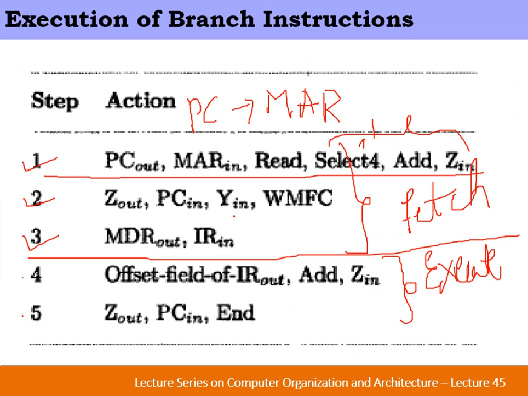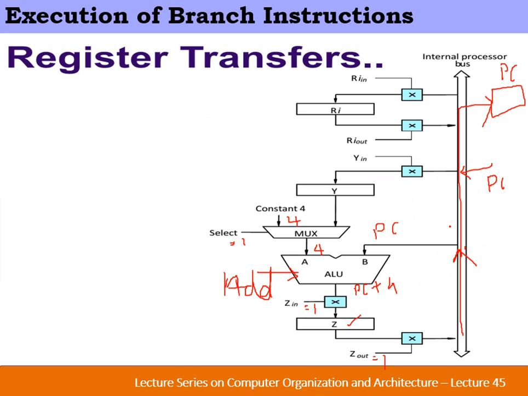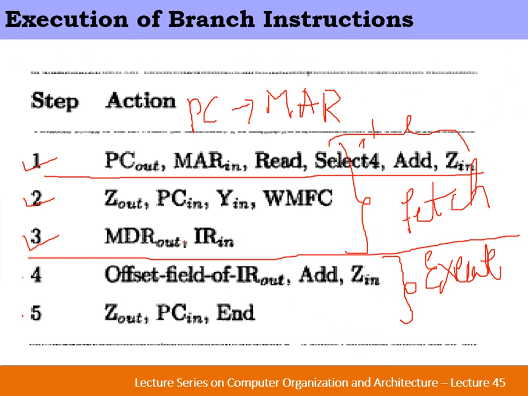At the same time, we copy that value into the Y register by enabling Y in equal to 1, so that the updated program counter value is even copied into the Y register. This Y register content will be helpful when we have a branch instruction. At the same time, waiting for memory function completed also becomes equal to 1.